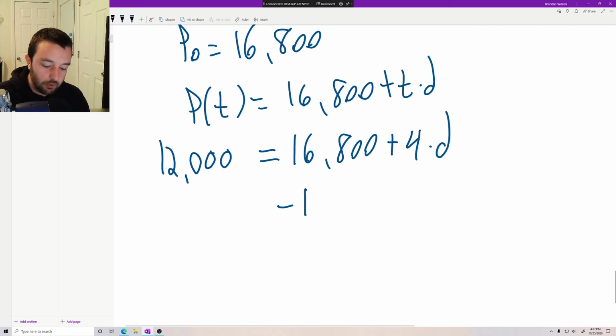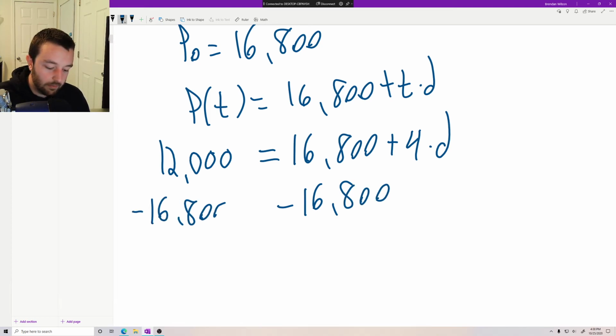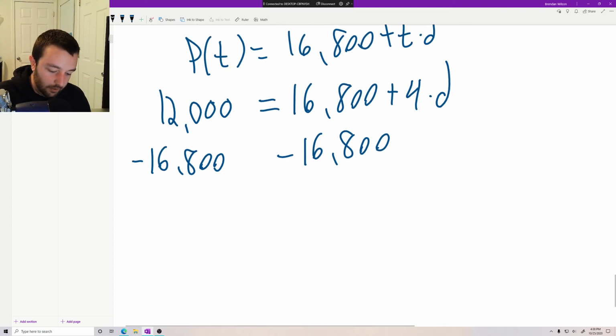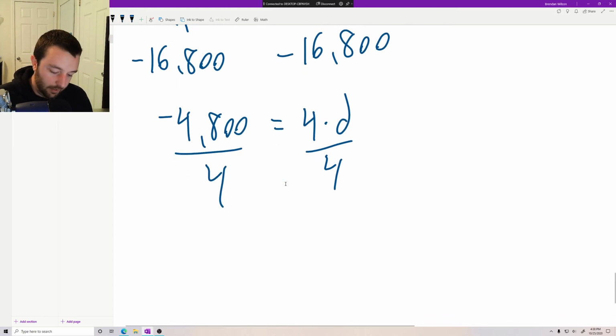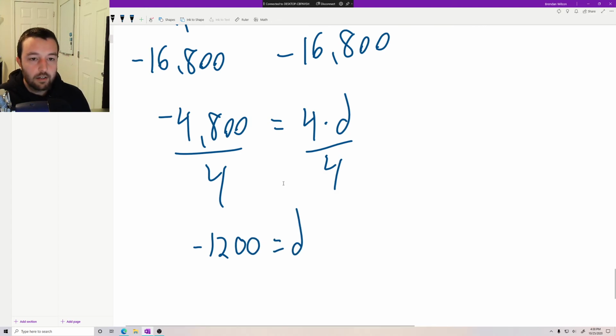So we'll do our normal algebra. We'll subtract 16,800 from both sides. And over here, we get negative 4,800. Over here, these are 0, and we get 4 times d. And then we just have to get the d by itself, so we divide by 4. And so we get negative 1,200. So d is negative 1,200. This means that it's going down in price by 1,200 every year.